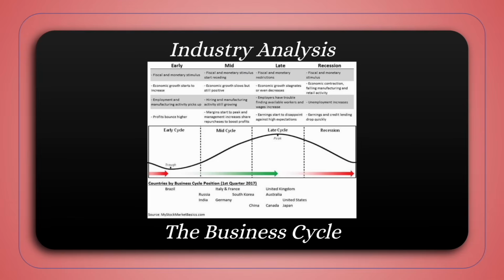Additionally, economic growth stagnates, and employers have trouble finding workers, and wages increase in value. This is an effect of inflation. Additionally, earnings start to disappoint workers against high expectations due to economic growth. This leads into a recession or a contraction.